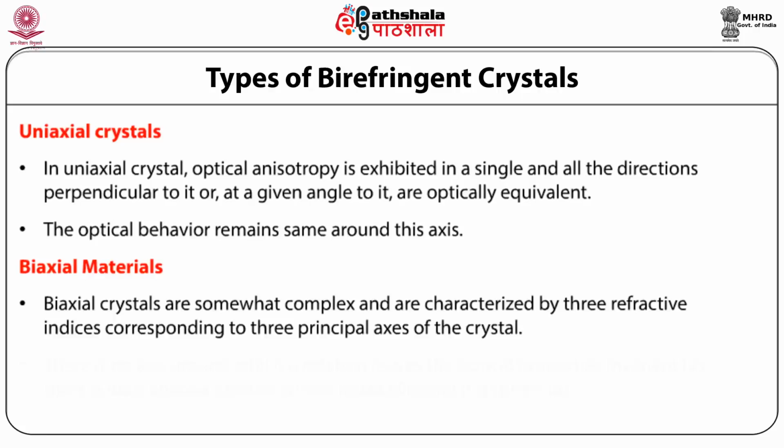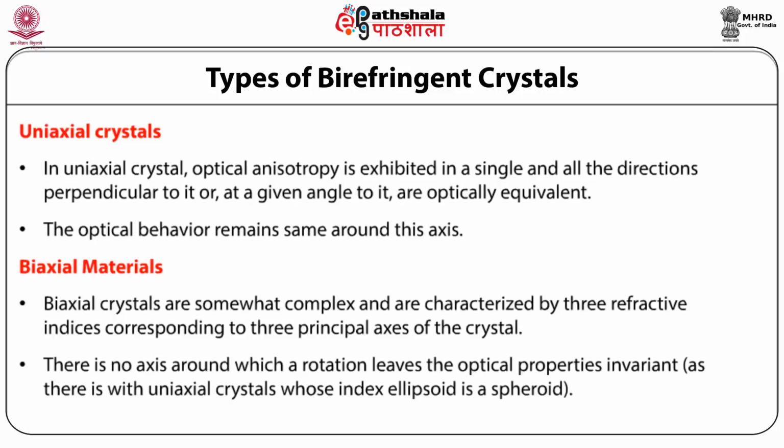For biaxial crystals, the index ellipsoid will not be an ellipsoid of revolution but is described by three unequal principal refractive indices with values n alpha, n beta and n gamma. Thus, there is no axis around which a rotation leaves the optical properties invariant, as observed in uniaxial crystals, whose index ellipsoid is a spheroid.